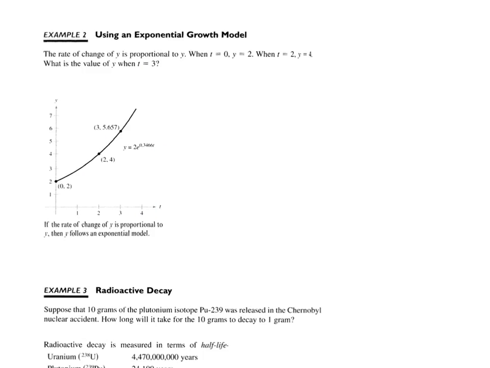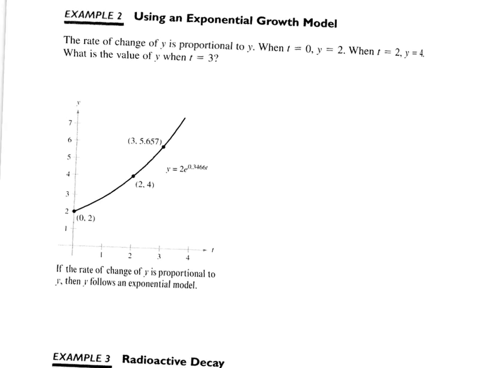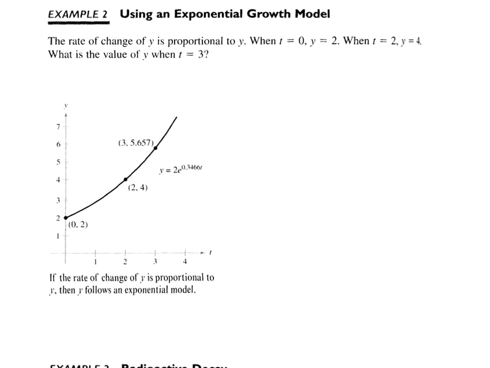In example 2 here, it says using an exponential growth model, the rate of change of y is proportional to y. When t is equal to 0, y is equal to 2. When t is equal to 2, y is equal to 4. What is the value of y when t is equal to 3? So because y prime is equal to ky, we know that y and t are going to be related to that equation, y equals c e to the kt.